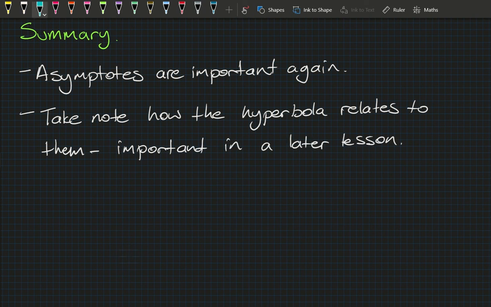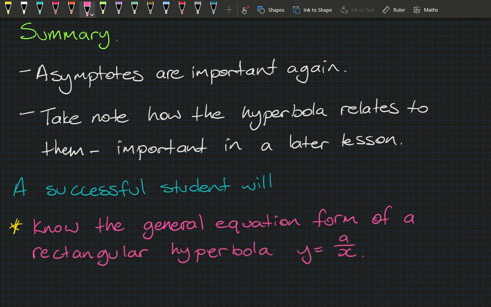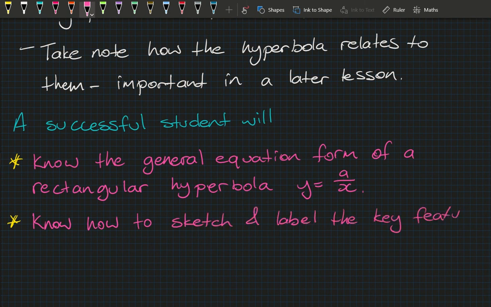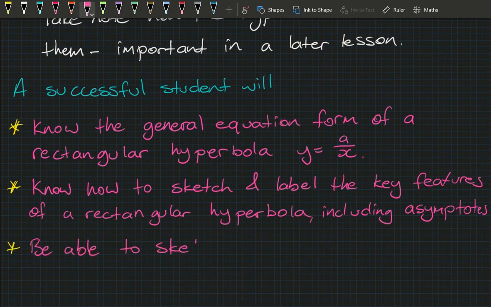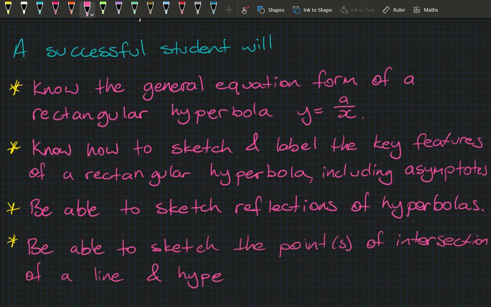Alright then, so for this lesson, a successful student will know the general equation form of a rectangular hyperbola, y equals a divided by x. Know how to sketch and label the key features of a rectangular hyperbola, including the asymptotes. Be able to sketch reflections of hyperbolas. And finally, be able to find the points of intersection of a line and a hyperbola.